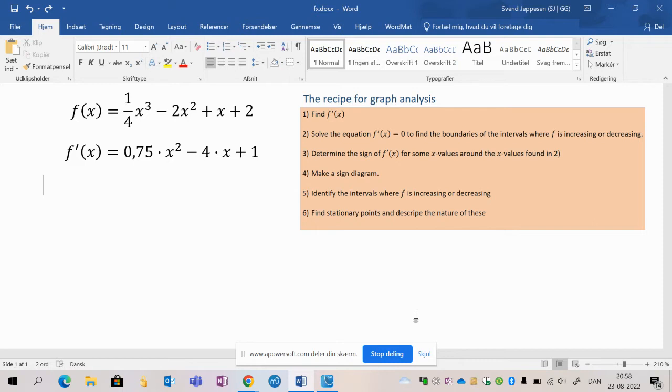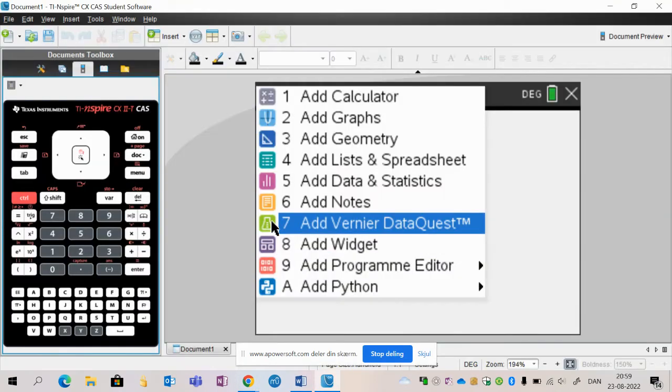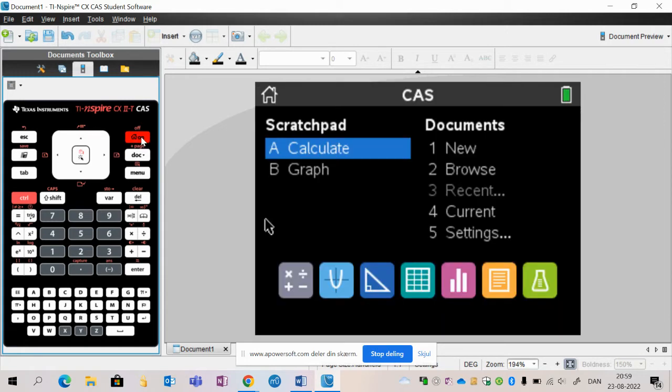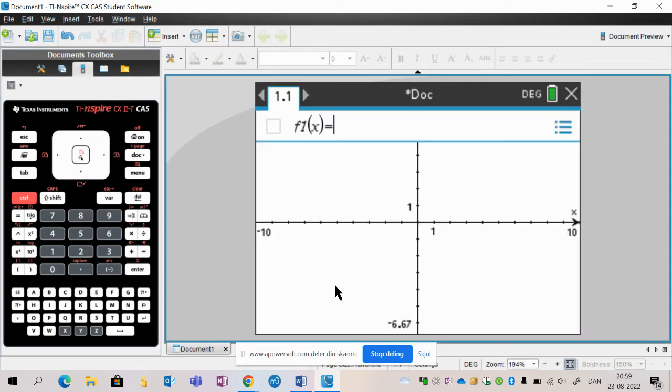So I made myself a function f of x here, and I also found the derivative, f dashed x equals 0.75 x squared minus 4x plus 1. And since this is the one we want to analyze in order to be able to say something about f, this is the one that we will type into Nspire. So let's do that first. Here it is. First we go to the home window, and here we will choose a graph.